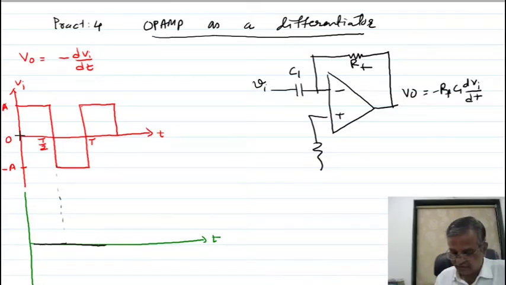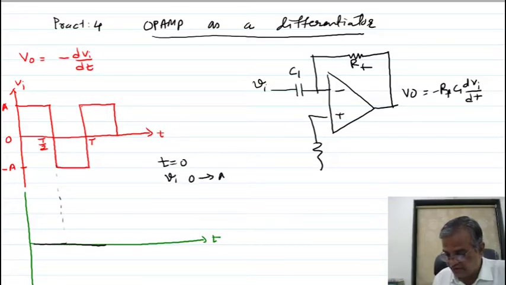But look here, what is happening? At t equal to 0, your input changes from 0 to A. So this is the change. If the rate of change of the input voltage with time is very large, then the output is large. If this is infinite, then the output is infinite.